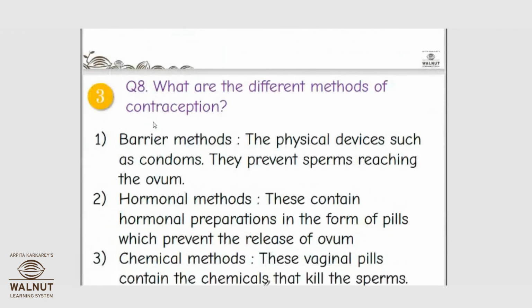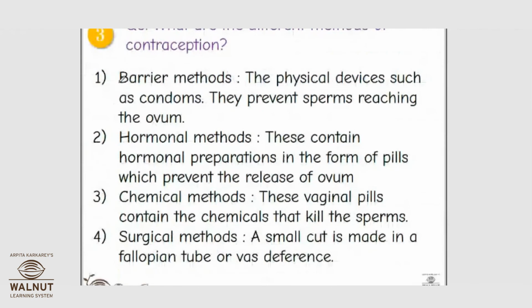What are the different methods of contraception? You can go through the barrier methods, hormonal methods, chemical methods, and surgical methods. Barrier methods, hormonal methods we know using contraceptive pills. Chemical methods, this is another one which was not given in the previous slide. These vaginal pills contain chemicals that kill the sperms. These are vaginal pills, used only in very rare conditions.